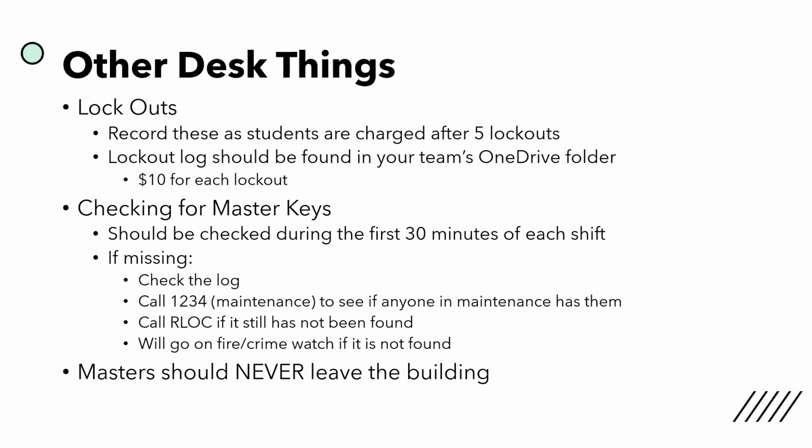Or if they're not, you could call 1234, which is the maintenance line, to see if anyone in maintenance has the keys. If nobody has the keys and you're unaware, then you would call up to the RLOC to see if they are aware of the keys, and if not, to let them know that you have not been able to find them. At that point, we will go on fire crime watch if they are not found.